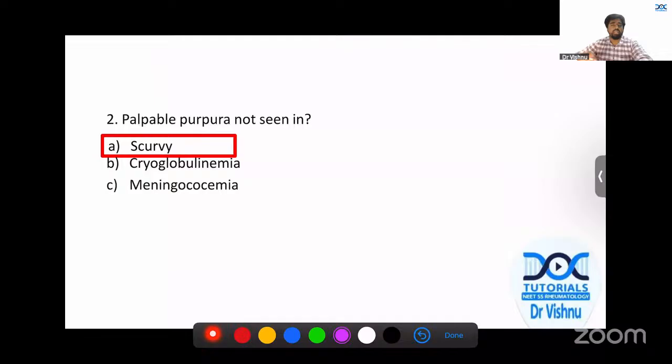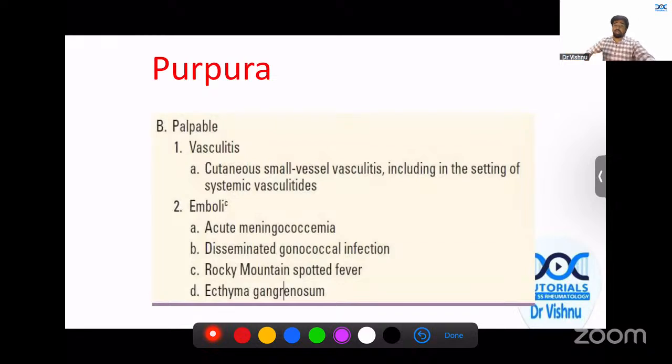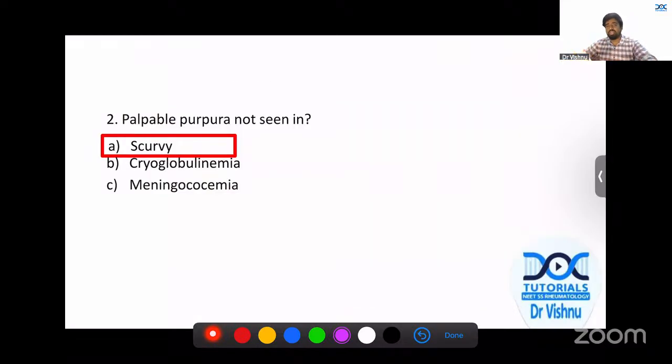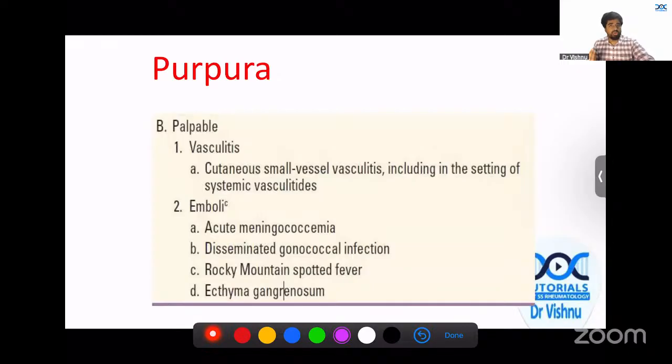So this is more of, I'm not sure if this is actually a rheumatology question. This was taken from a Harrison page in the initial parts of Harrison where purpura is described in platelet disorders. But still, palpable purpura is usually associated with vasculitis, and the options also included cryoglobulinemia, so I put this here. So whenever purpura is palpable, consider vasculitis, which is the most typical cause of palpable purpura, but also emboli.